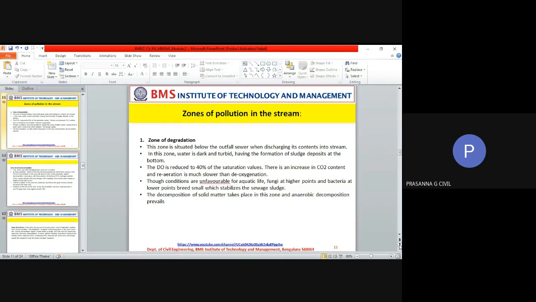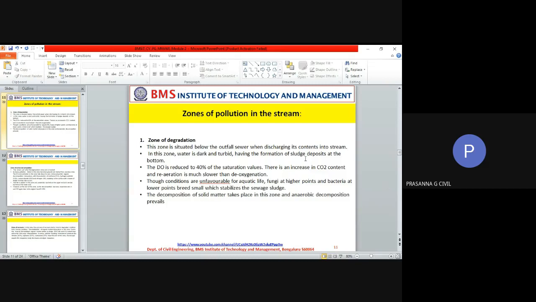So let us look at the zone of degradation. This is the zone situated below the outfall sewer. You can imagine a point where the sewer end is dropping wastewater into a river. In this zone, the water becomes dark and turbid, with formation of sludge deposits, because everything is coming together and it's just pouring down.